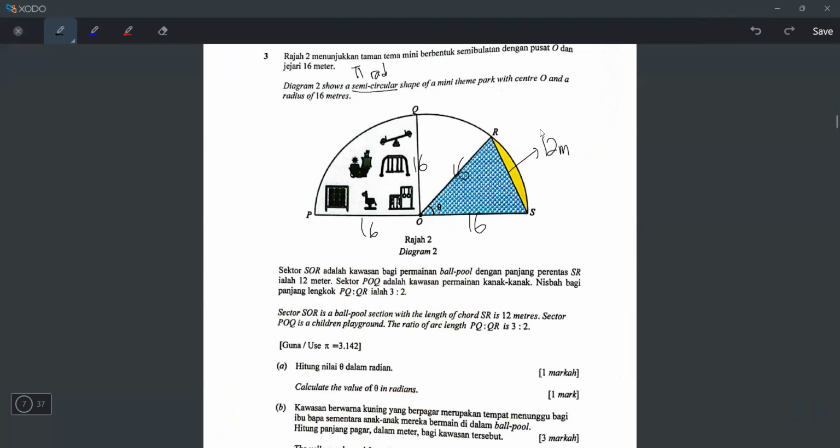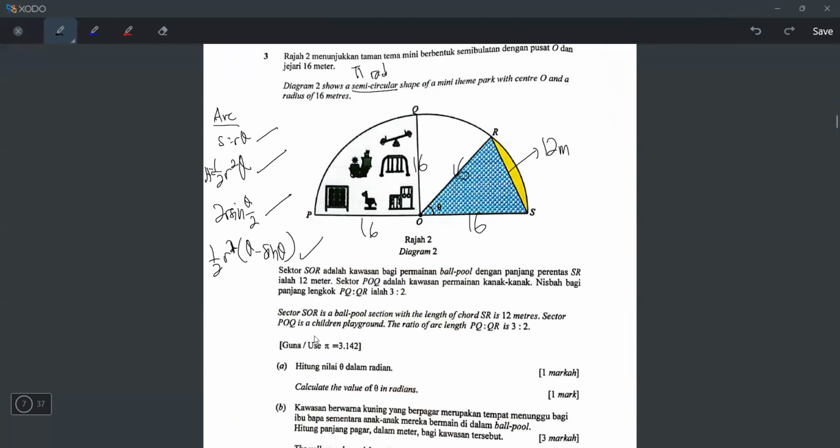So we can use the chord formula later, right? In circular measure we have 4 formulas. We have the arc formula, S equals R theta, and then 1 over 2 R squared theta, that's the area formula. And then the length of chord formula is 2R sine theta over 2, and the area of segment formula is 1 over 2 R squared (theta minus sine theta). This is the length of arc, this is the area of sector formula, this is length of chord, this is area of segment formula.